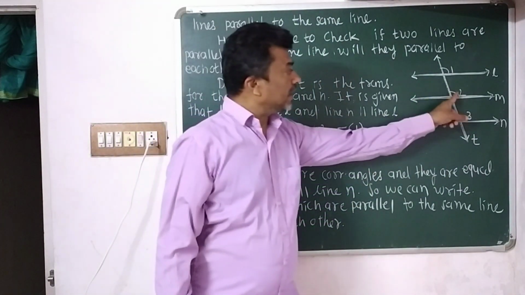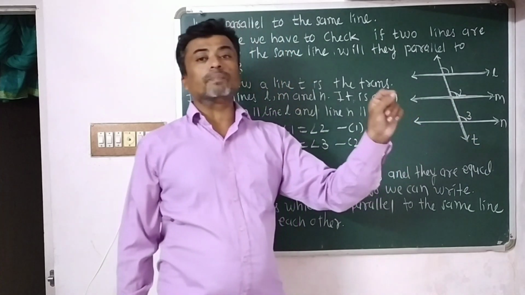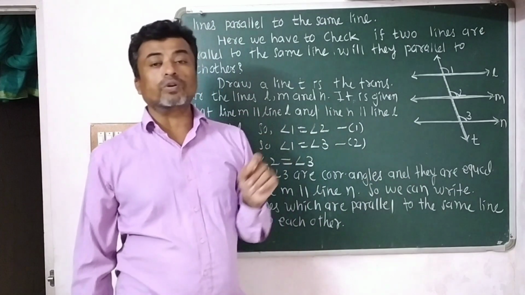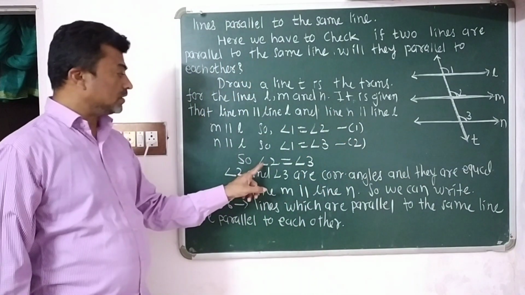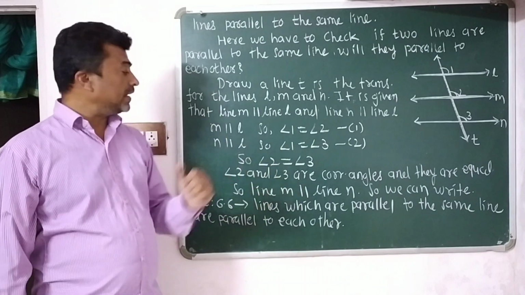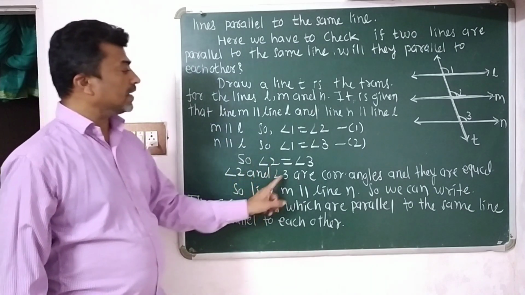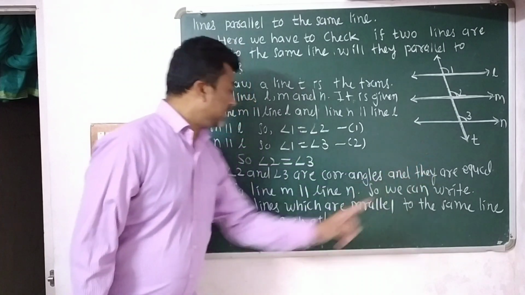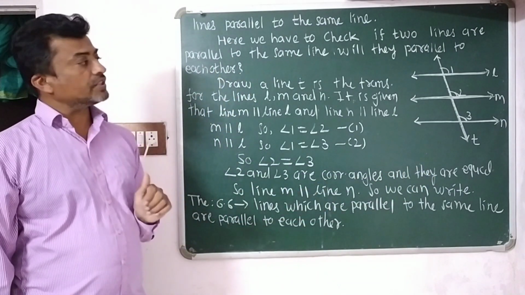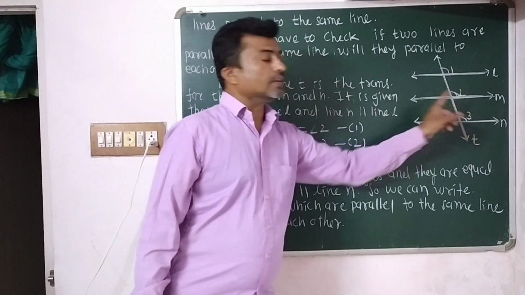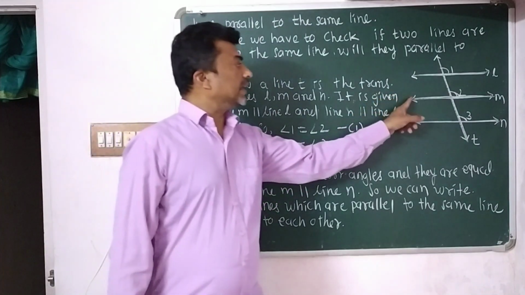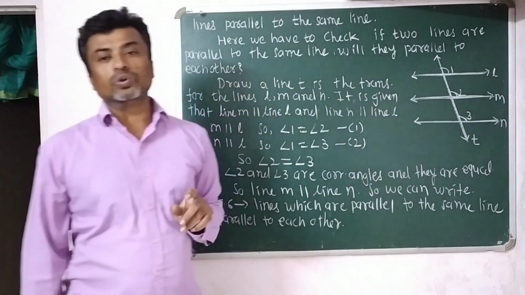But see children, angle 2 and angle 3 are a pair of corresponding angles, and they are equal. So angle 2 and angle 3 are corresponding angles and they are equal. So line M is parallel to line N. Here see children, angle 2 and angle 3 are corresponding angles and they are equal, so line M and line N are parallel to each other.